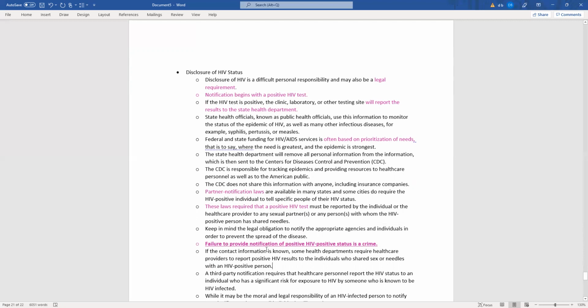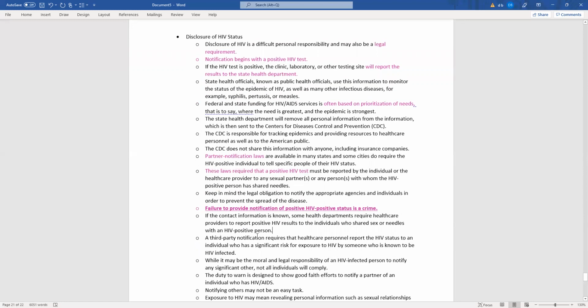If the contact information is known, some health departments require healthcare providers to report positive HIV results to the individuals who share sex or needles with an HIV positive person. A third party notification requires that healthcare personnel report the HIV status to an individual who has a significant risk for exposure to HIV by someone who is known to be HIV infected.